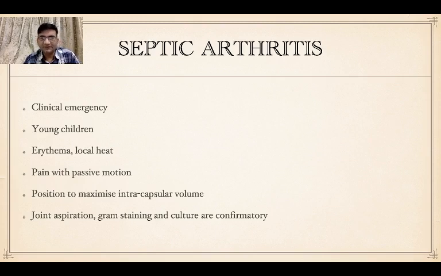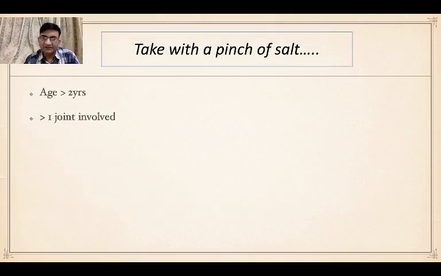So a flexed, abducted and externally rotated limb you will find in a child who is having septic arthritis of the hip joint. Joint aspiration followed by gram staining and culture of the fluid that we obtain are confirmatory for diagnosis of septic arthritis. Septic arthritis, as I said, is an emergency, has to be taken care of in emergency.